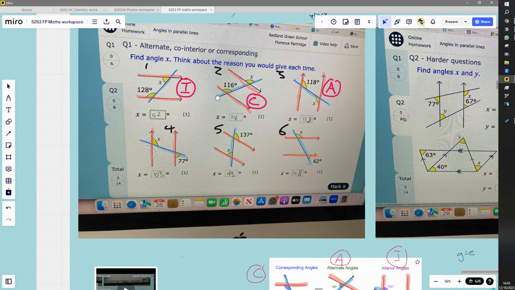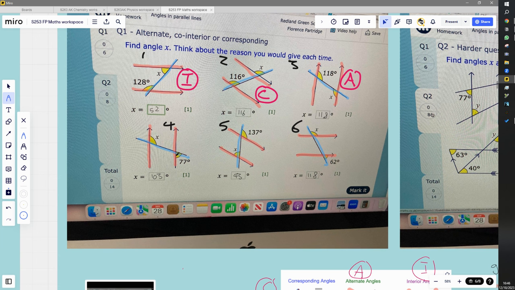We've identified the first 3 already when we did it last lesson. These are the co-interior or just interior angles, so they add up to 180. These are corresponding angles, so they're the same, C for corresponding. These are alternate angles, so they're also the same. These ones, well, they're none of them, but if you had to explain it, we've got a number of different options.